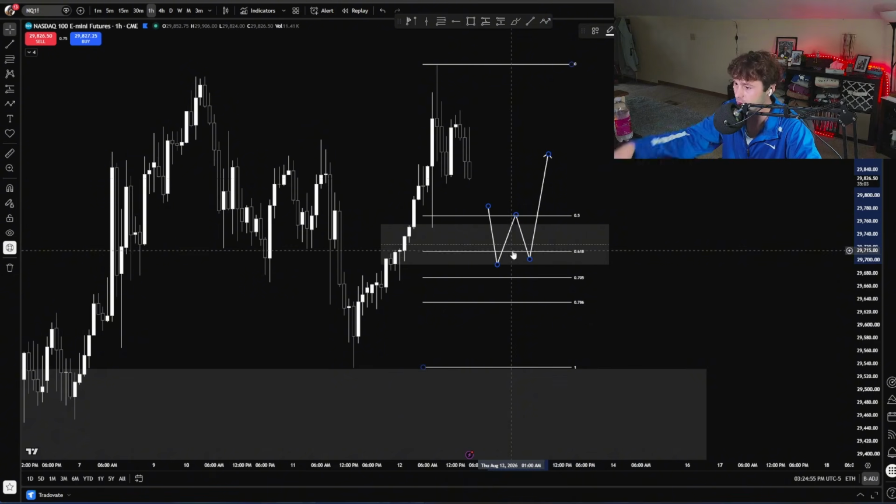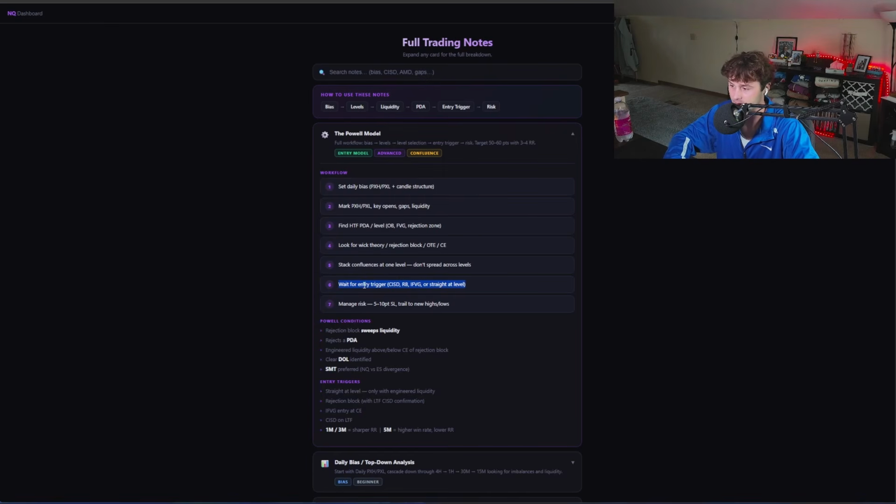And whenever we do that, we would go in the lower time frames and try to find a rejection block at this level, which is exactly what number 6 is saying. So wait for an entry trigger. Now, again, these are Powell notes. I don't trade exactly like this, but it's a good outline of what I do. And so waiting for an entry trigger for me always means a rejection block, okay?